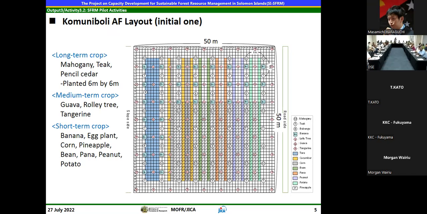As you can see, they have different crops and trees. The long-term crops are mahogany, teak, pencil cedar, planted 6 meters by 6 meters. And then the medium-term crops, they have guava, rolling tree, and tangerine. And the short-term crops, they have banana, eggplant, corn, pineapple, bean, and peanut. So this is the layout of the Komuniboli agroforestry plot.